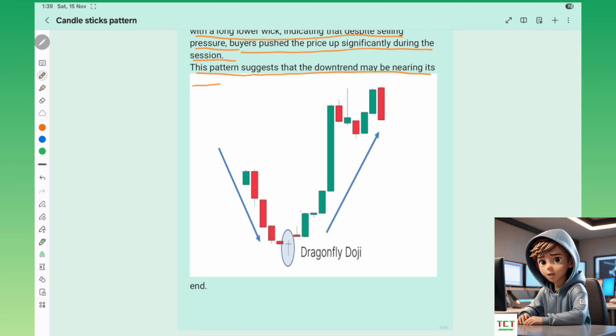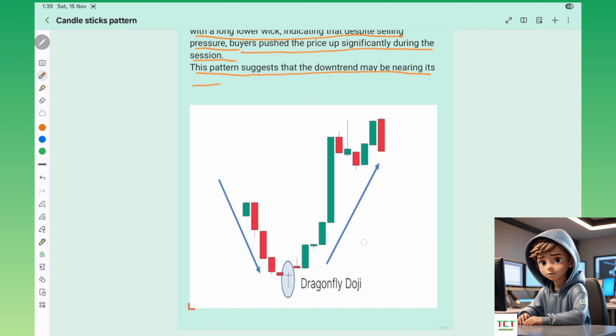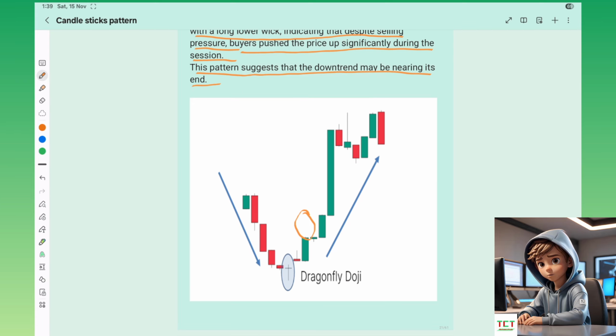For confirmation, traders look at the next candlestick. If it's a strong bullish green candle, that confirms the reversal is happening. Many traders also check the volume. If there's high volume on the dragonfly doji, it means strong buying interest. One important point to remember: the dragonfly doji only works as a bullish reversal when it appears after a downtrend.